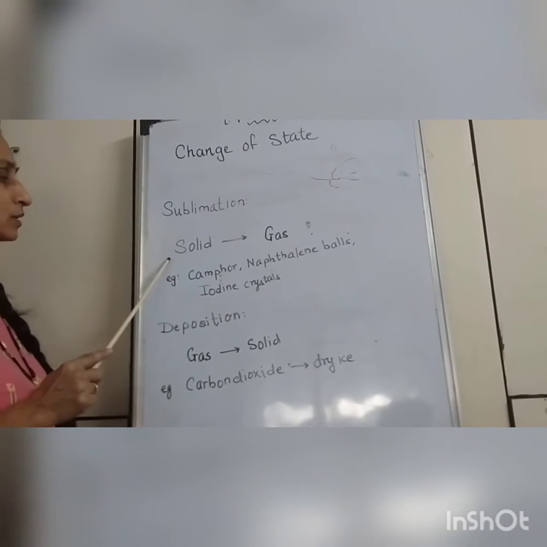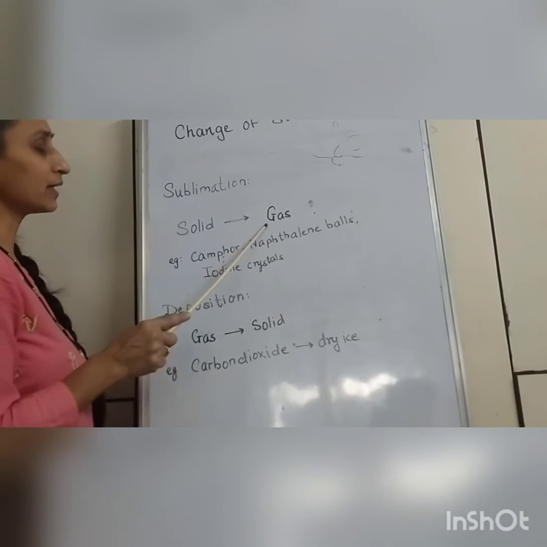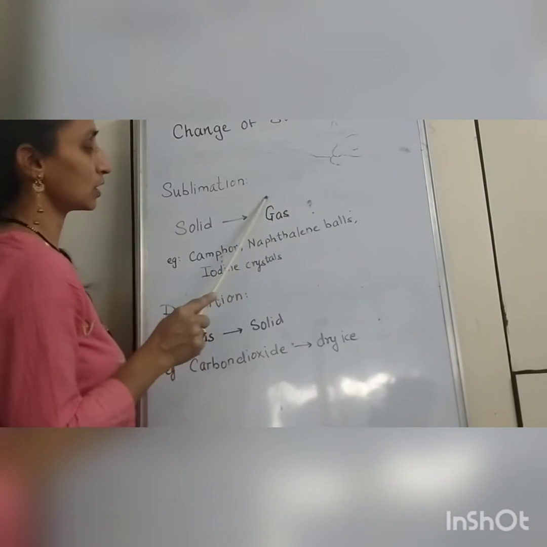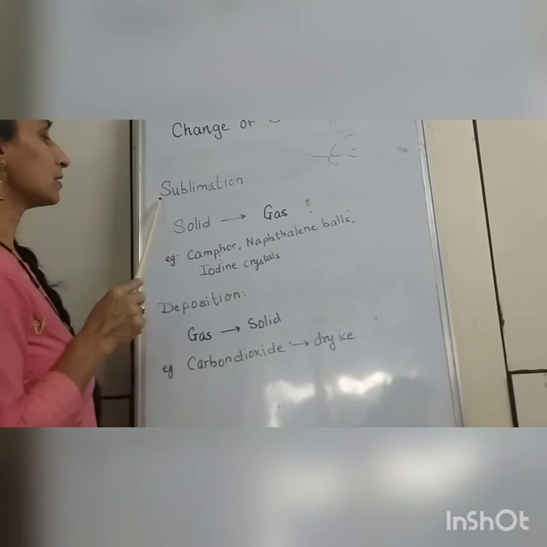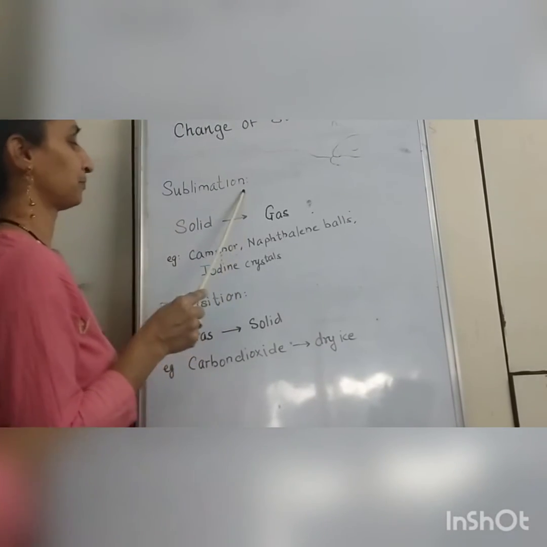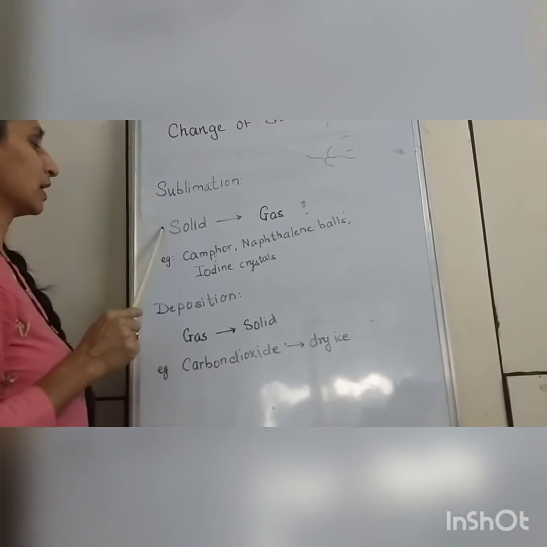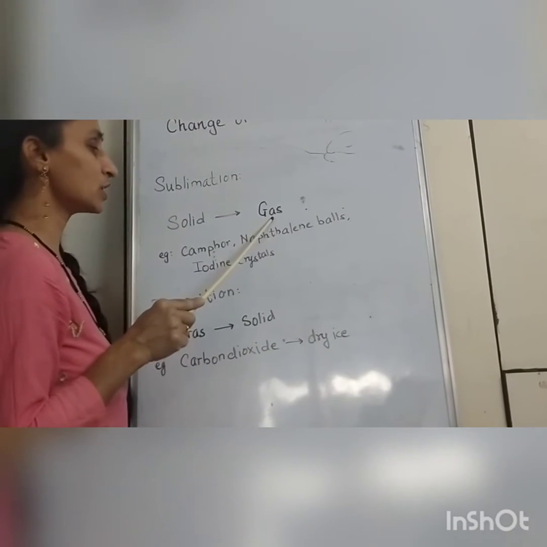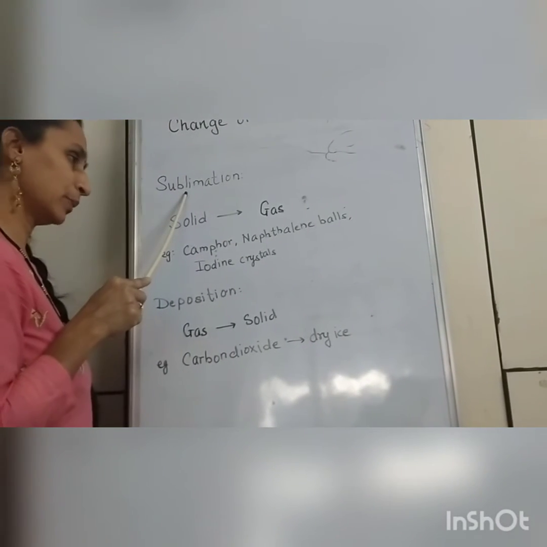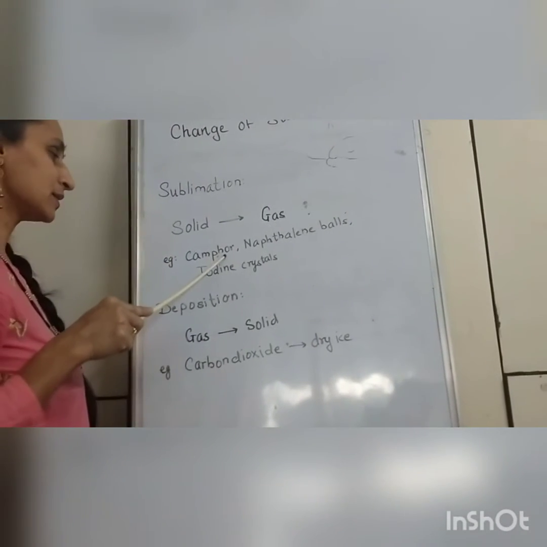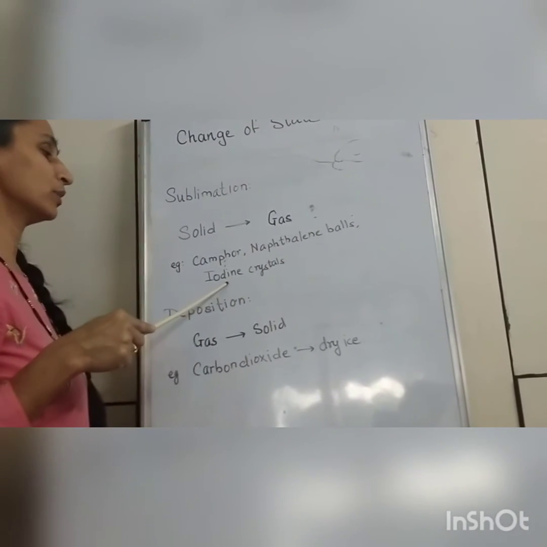When the solid state of matter directly gets converted into gaseous state without going into the state of liquid, it is called sublimation. So the process in which the solid phase directly goes into the gaseous phase without entering the liquid phase is called sublimation. The examples are camphor balls, naphthalene balls or iodine crystals.